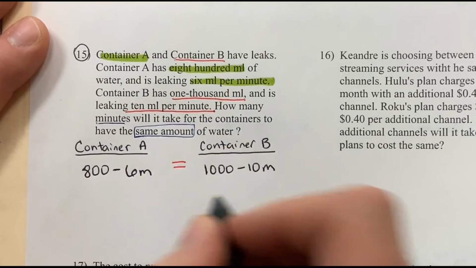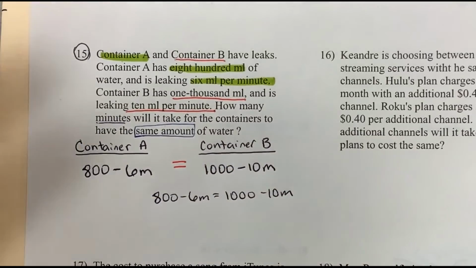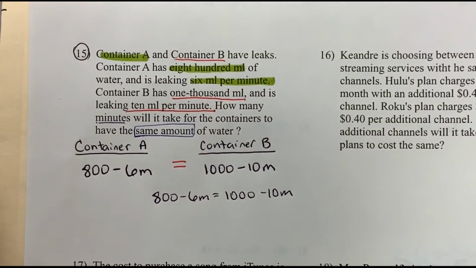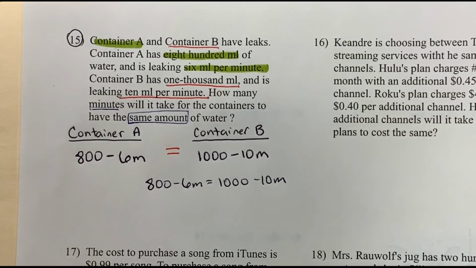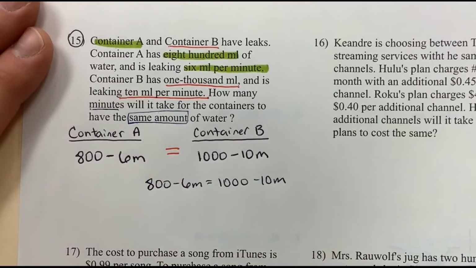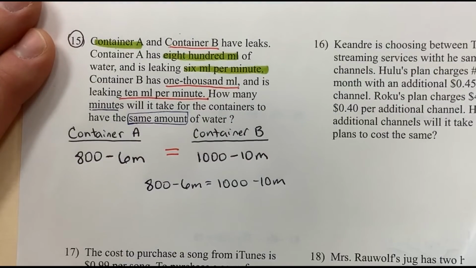So now I'm gonna rewrite it even though I don't have to. I have myself a nice multi-step equation that if I solve, I'll find out exactly the minute at which both these containers, which start off at 2 different levels, will be the same exact level. So here we go. Use my worksheet. Parentheses, do I have any? No, I can skip it. Combine like terms, let's check it.